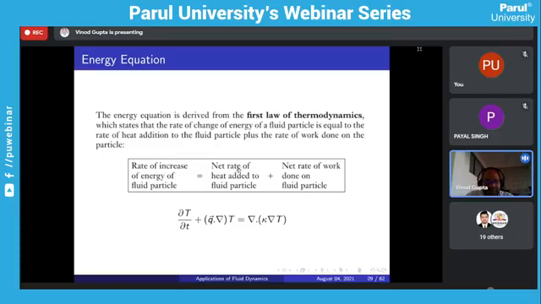So these are the basic equations for fluid flow. First one is the equation of continuity, that is the mass conservation law. Second one is the momentum equation, also known as the Navier-Stokes equation. And third is the energy equation. These three basic equations will be used in Rayleigh-Bénard convection.